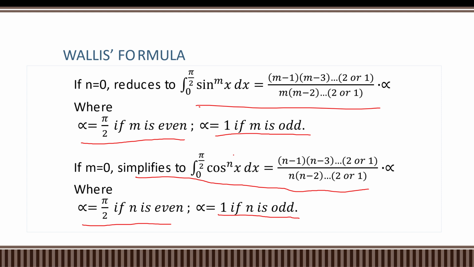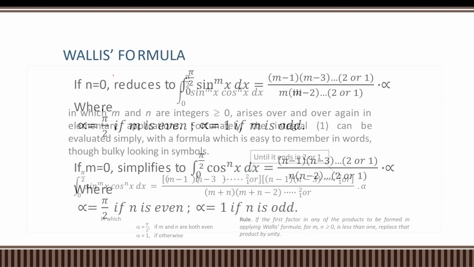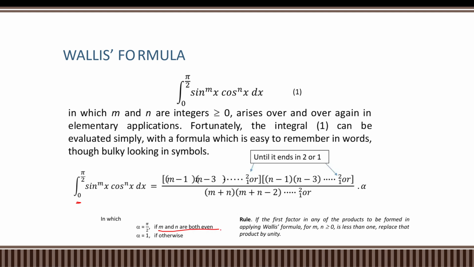Okay, let's try example number 1. This is the example that we had during the definite integral, the last two examples. First we have to determine m and n. m is equal to 4 and n is equal to 2. Therefore, they are both even, so take note that we have to multiply by pi over 2.